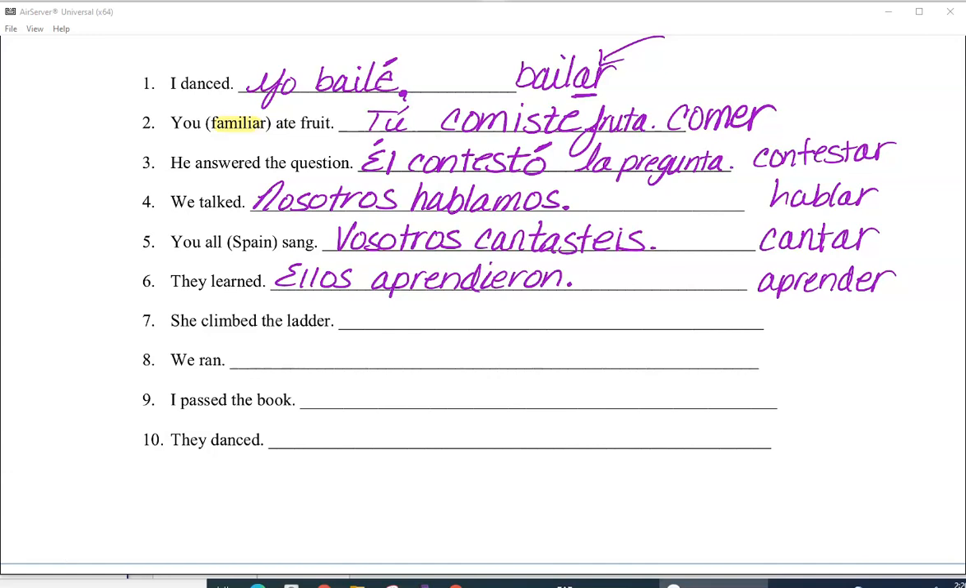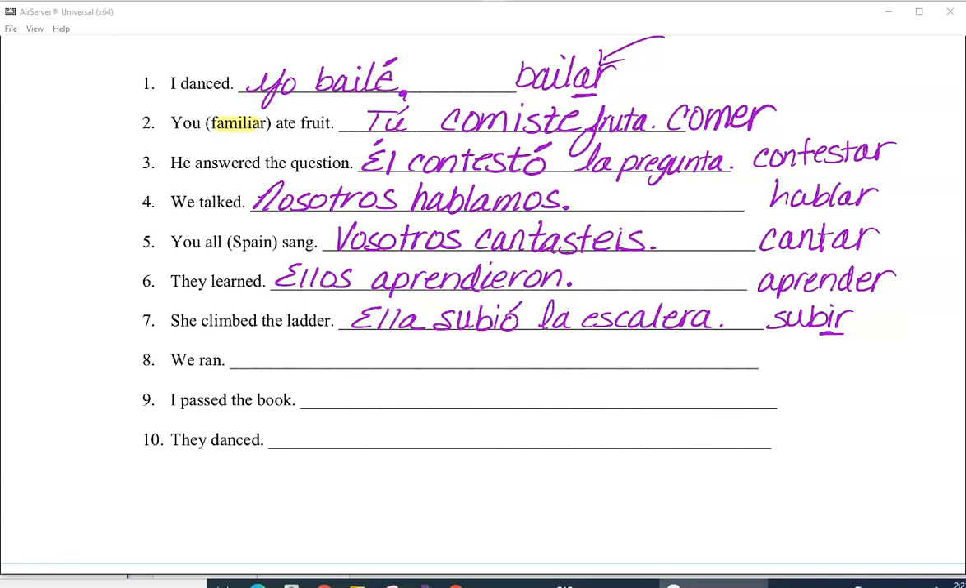The next one is she climbed the ladder. So once again, remember our subject pronouns are optional, but we're going to start with ella, and then our infinitive over here is subir. Subir is an IR verb, so we're going to use our ER, IR endings, and then start with our stem, SUB, and then because it's ella, third person singular, it's subió, and then the word for ladder is escalera. Ella subió la escalera.